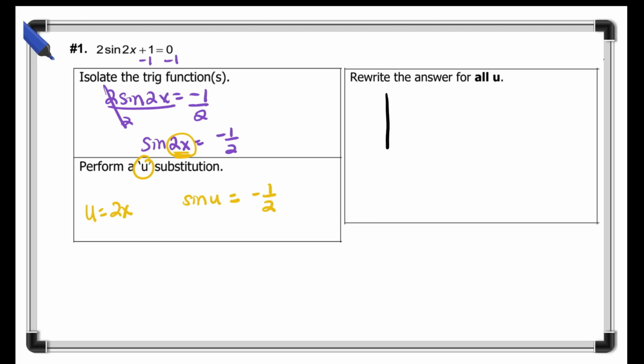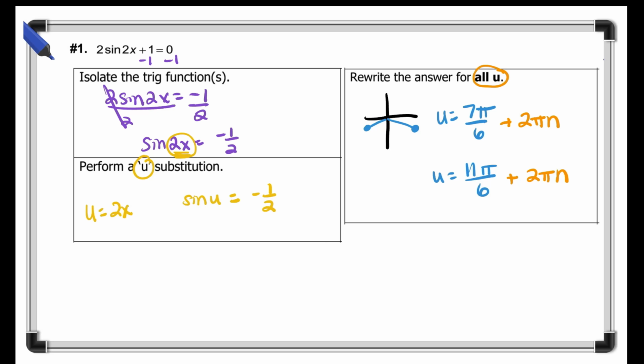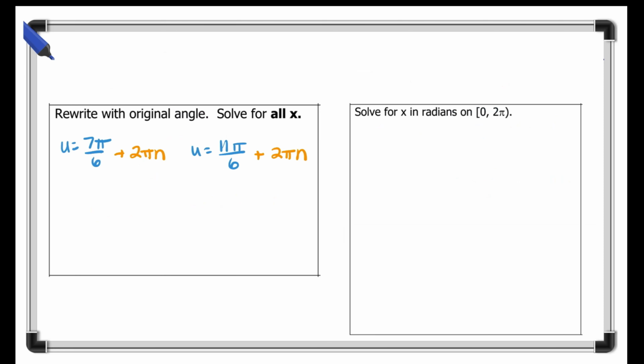When I look at my unit circle, I'm asking myself, okay, the sine of some angle has to be negative 1/2. That gives you one option right here and one option right here. So U can be 7 pi over 6, and U can also be 11 pi over 6. Because we're asking you to rewrite your answer for all the U's, remember we are adding that 2 pi n after our angles.